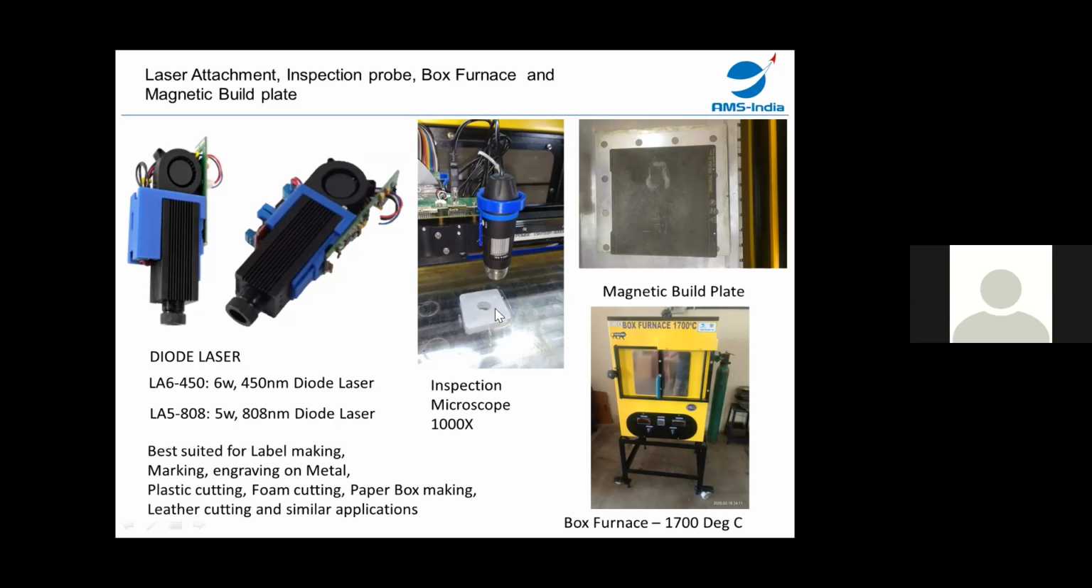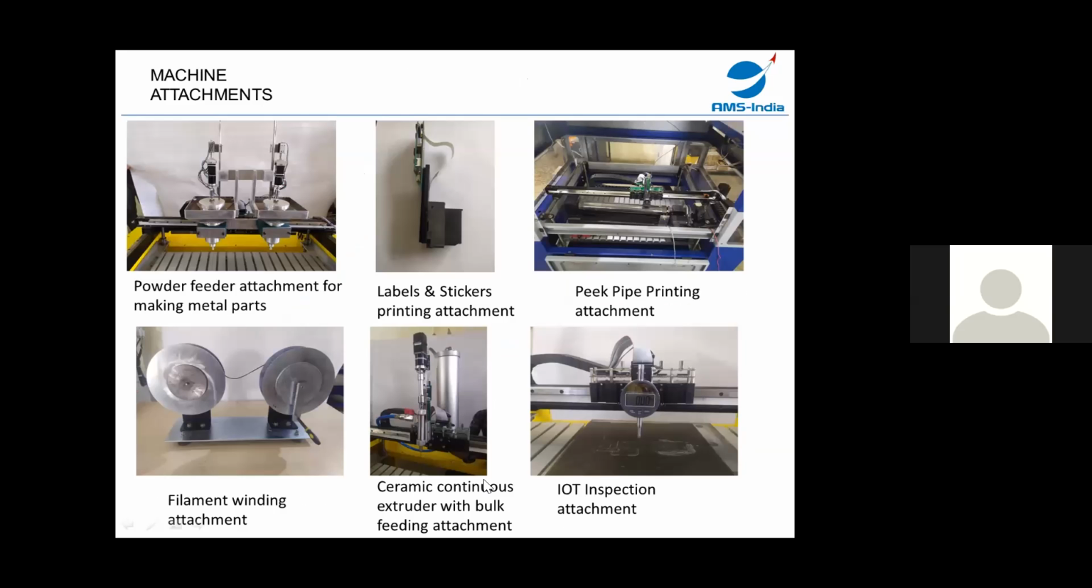Our machine also comes with an attachment like a box furnace. For all the ceramics, wherever you want to use it for curing, or metals, or metal with plastics which is being extruded on this machine, you can put it into the furnace and then make metal parts. That is why we have a box furnace, and a magnetic build plate is also there along with the machine. The machine comes with a powder feeding attachment.